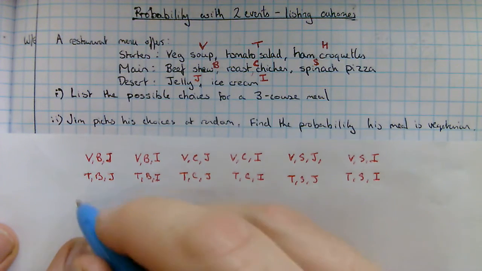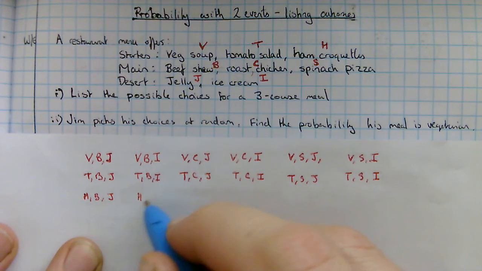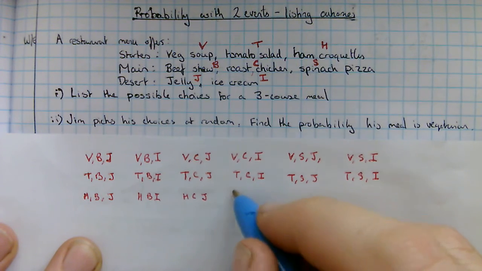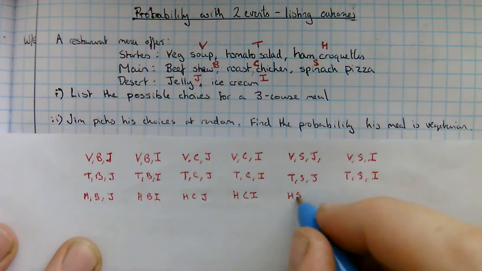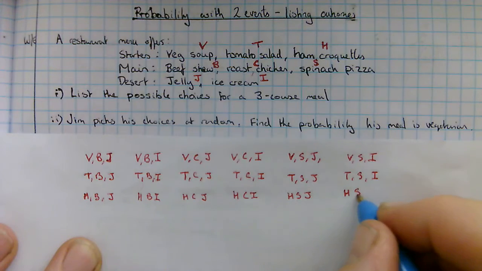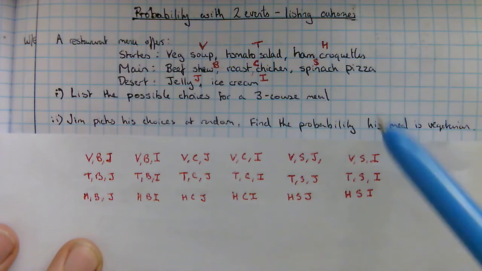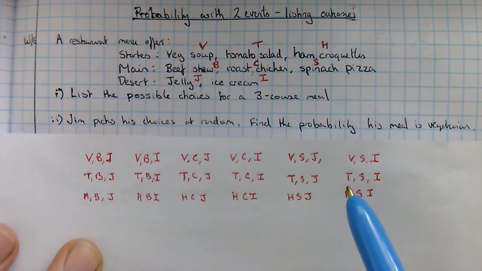And we should be able to fairly quickly see that it's just a repeat of the line above. HBJ, HBI, HCJ, HCI, HSJ, HSI. So if I was looking for how many outcomes there were in total, it would give me 6, 12, 18 different outcomes. And you may be able to spot why you can tell that there would be 18 different outcomes from the question without listing all of them.